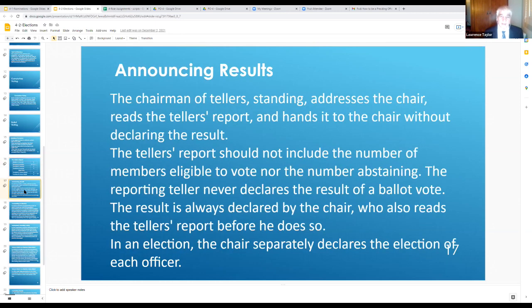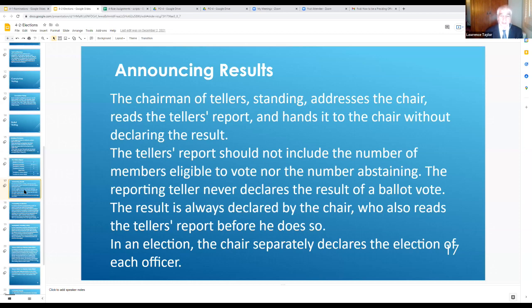When it's time, after the tellers have finished the report, the chairman of the tellers comes up to the podium and, standing, addresses the chair, reads the teller's report, and hands it to the chair without declaring the results. What the teller reports is the data of the election, but not the results, because it's the chair's responsibility to announce the results.